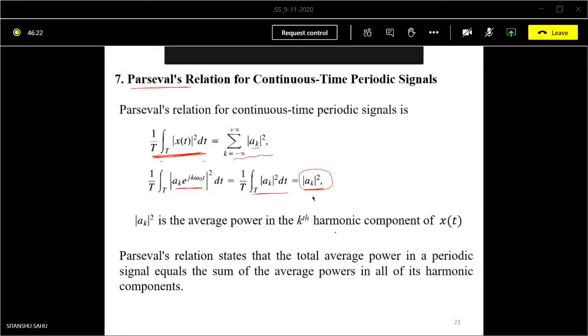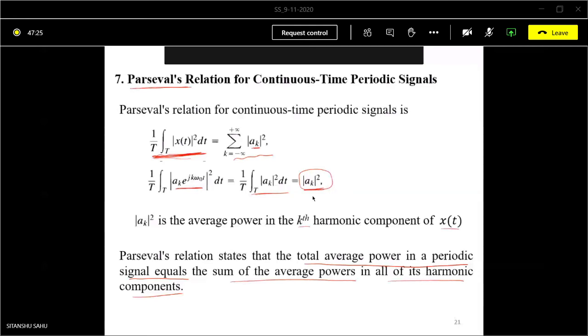So |a_k|^2 is the average power in the kth harmonic component of x(t). When we use the kth harmonic component to represent x(t), what is the average power over that? Adding them together is equivalent to taking the power in the time domain. So Parseval's relation states that the total average power in the periodic signal equals the sum of the average powers in all of its harmonic components. That means it is the summation of |a_k|^2. If you sum up the average power of every kth harmonic component, it is the average power of the periodic signal in the time domain.